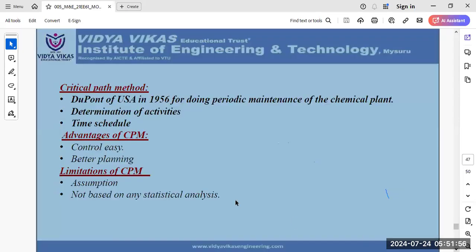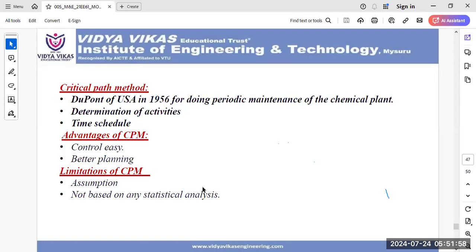And then critical path method. This critical path method is mainly applicable for industries for O&M operations. O&M operations. Okay, and then this critical path method is nothing but what? This is for small projects or O&M industry projects.